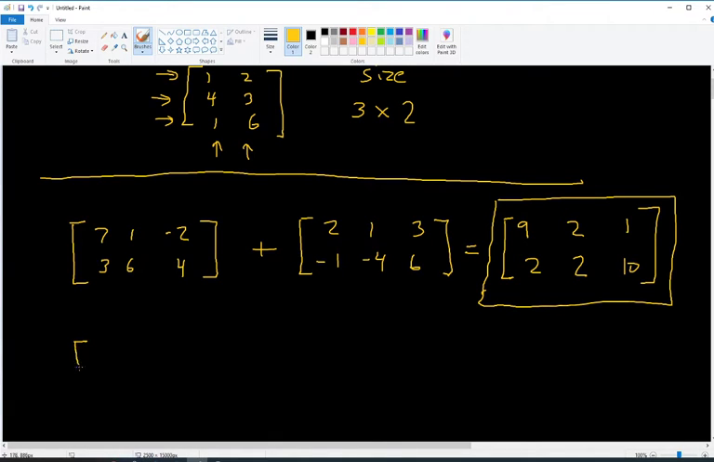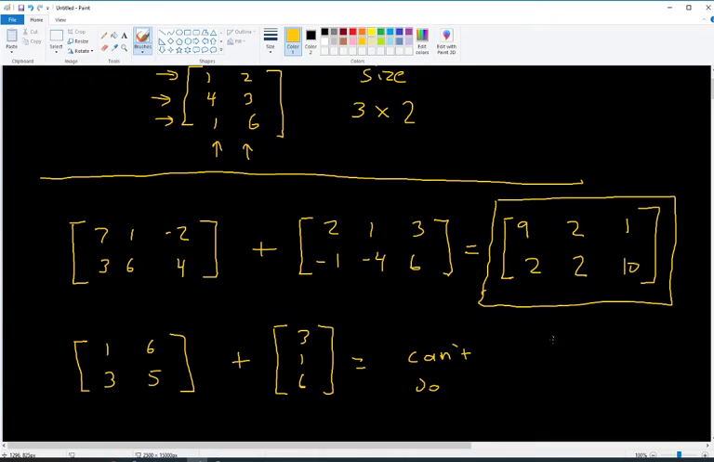If the matrices are not the same size, so let's say we got a 1, 3, 6, 5, and we have a different size matrix like plus a 3, 1, 6, this we can't do. We can't do this because the matrices are not the same size, so we can't add them together. So you could say does not exist. So for addition, the matrices have to be the same size in order to add them.